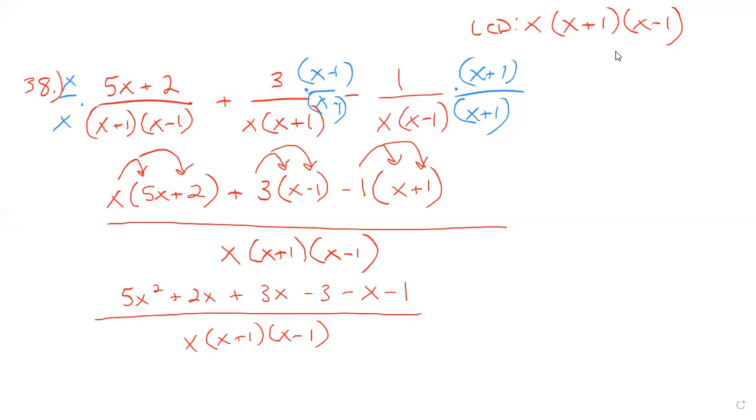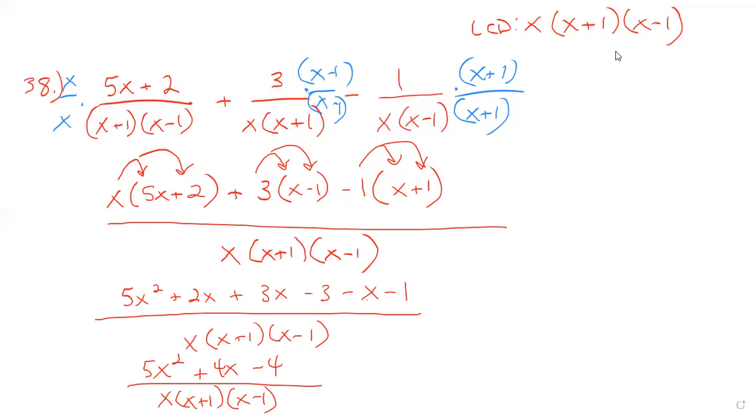Let's combine like terms. I'm going to have a 5x squared. And then 2x plus 3x is 5x, minus x is a 4x. So positive 4x. And negative 3 minus 1 is negative 4. All over x times x plus 1, x minus 1. Now, if I wanted to reduce this, if it's possible, I'm going to have to factor. Remember, you cannot cancel bits and pieces of trinomials and binomials. It has to be all or nothing.